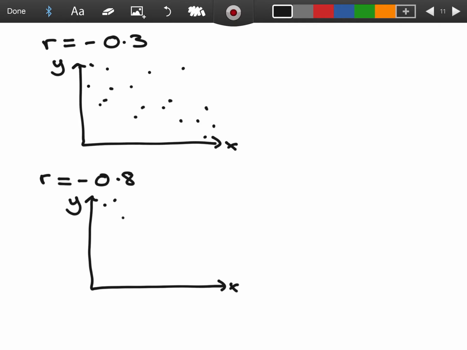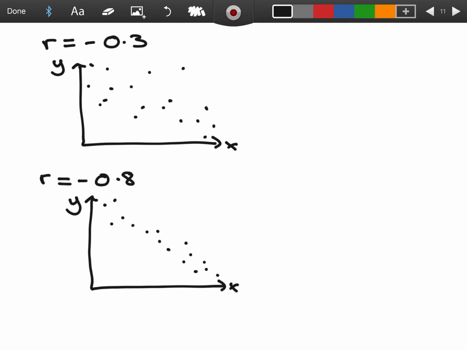Again, when we draw this out, because we are closer to -1 this time, the closer these points are going to fall to being on a direct straight line, but again in the negative direction.